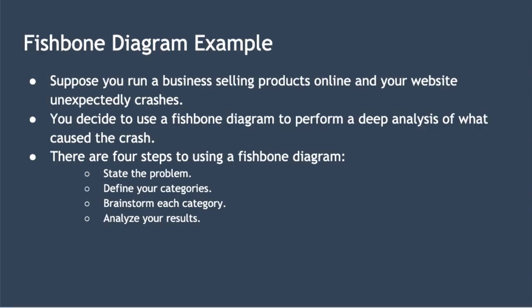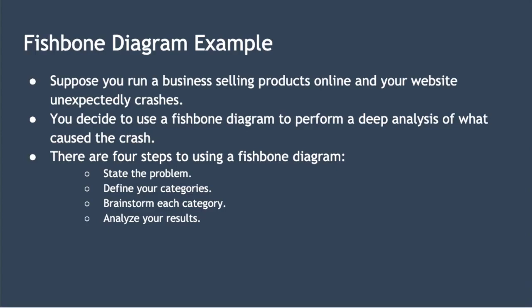So for this example, suppose you run a business selling products online and your website unexpectedly crashes. Now, as the website has crashed, your first priority will be to get the website going again as soon as possible. But once this is done, you decide to use a fishbone diagram to perform a deeper analysis of what caused the website to crash so that you can prevent the same problem from happening again. Now, to do this, you get the key members of your team together along with a fishbone template and brainstorm the potential reasons the website crashed.